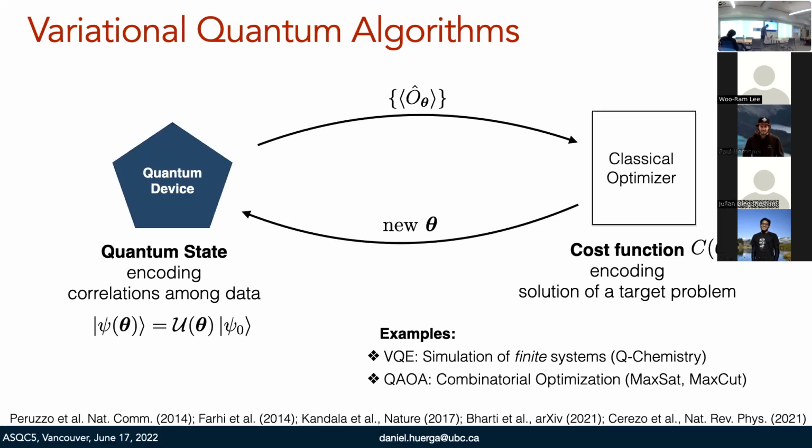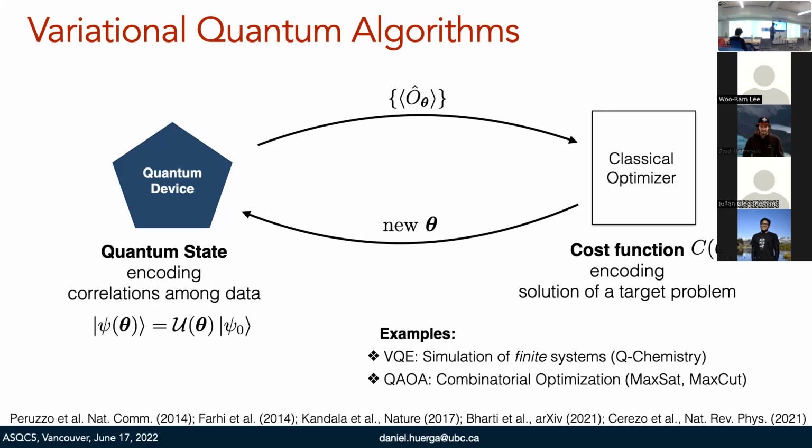So variational quantum algorithms share this general structure where we have a quantum device, these so-called noisy devices, providing a quantum state through this parameterized quantum circuit that hopefully encodes correlations among data efficiently. And we are measuring it, and these measurements allow us to construct a cost function that is optimized so as to find the extrema encoding the solution of a given target problem.